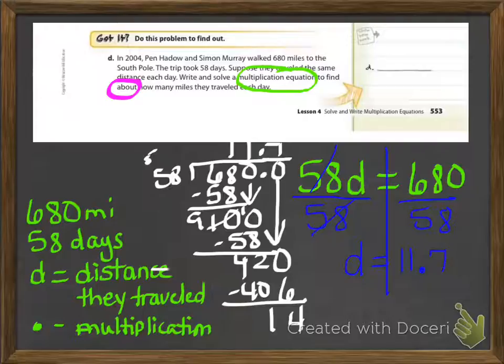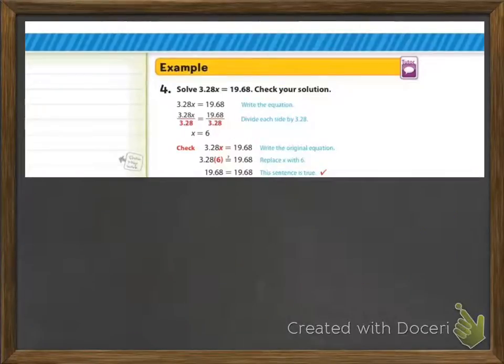Let's go ahead and go to our next example. So now we're on the next page. Look at example 4. It says solve 3.28x equals 19.68 and check your solution. All right, so you can see how this is worked out here, but I am going to show you the division steps that I want you guys to show me as well.